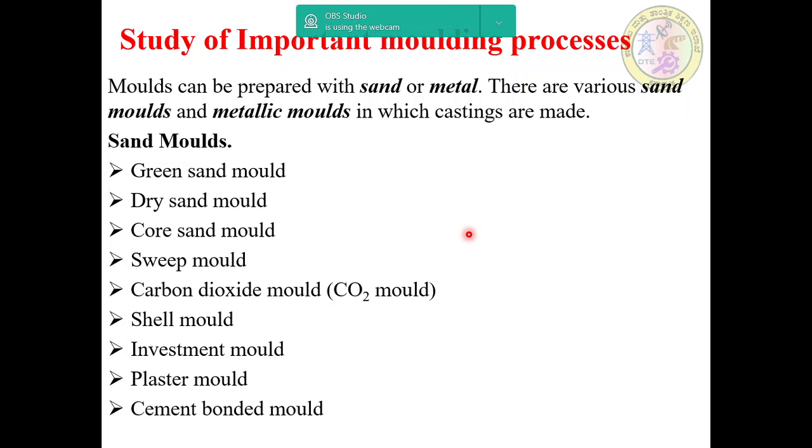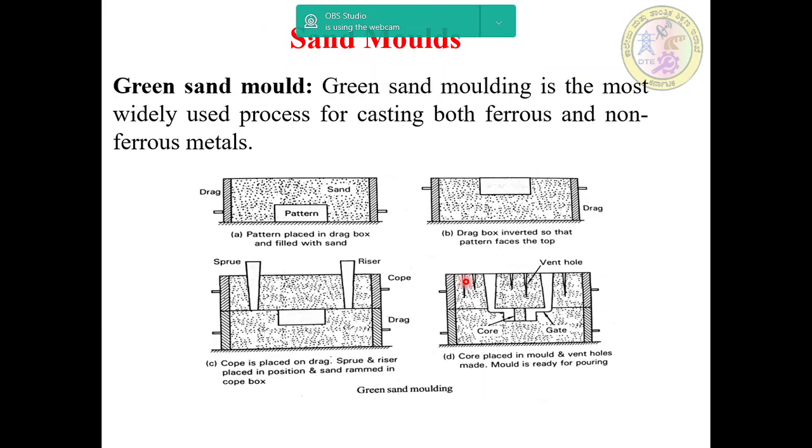In sand molds, the different important molding processes are green sand mold, dry sand mold, core sand mold, carbon dioxide mold, shell molding, investment molding, plaster mold, and cement bonded mold. These are the main important molding processes. We will discuss them one by one. First, we will take sand molds, starting with the green sand mold.